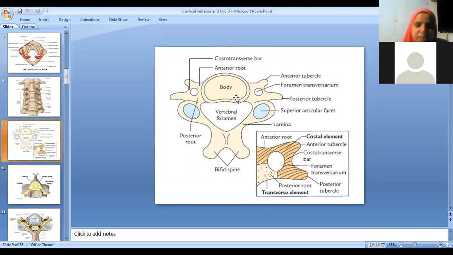Now, this is also one of the typical cervical vertebrae. Already we have discussed the features of it: the anterior arch, posterior arch, and then anterior tubercle, posterior tubercle. In between, I said we have the costo-transverse bar. So the whole of this is actually called the costal element. Behind is the transverse element.